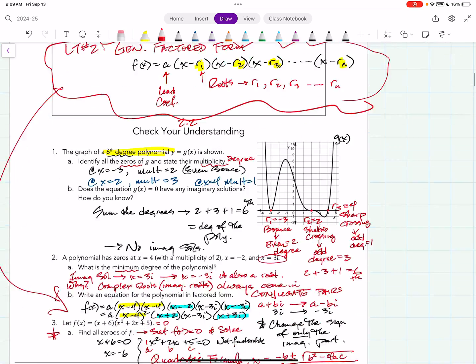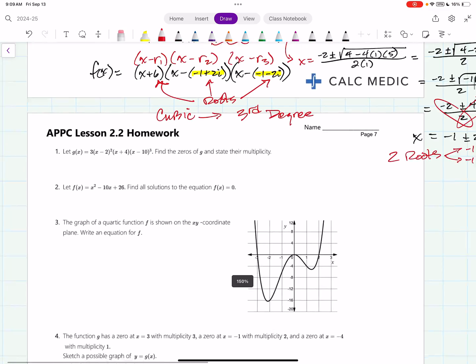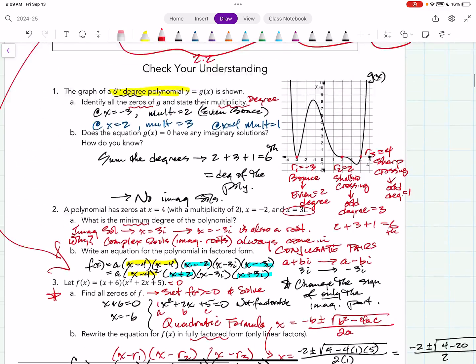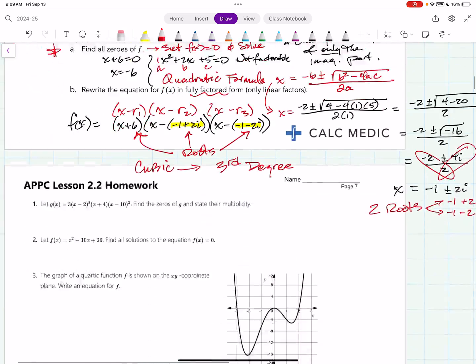So obviously, let's go into your homework right here. All right, Section 2 homework. Section 2 homework here. Give it your best shot.